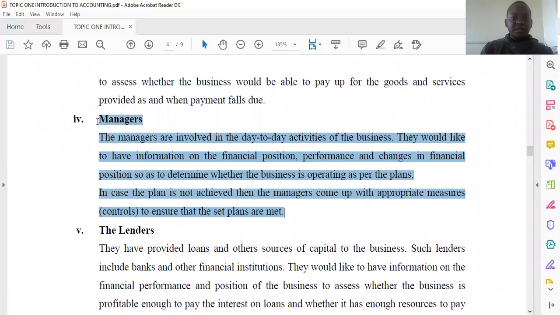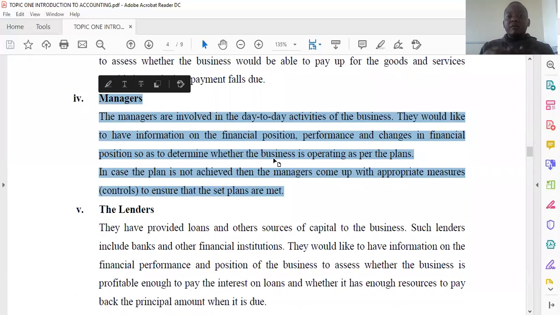And then we have managers. Managers are involved in day-to-day activities of the business. They manage the business. They have been entrusted with the resources of the business by the owners. So they make decisions. They take activities on a day-to-day basis with the objective of making a profit for the business. So these persons would want to evaluate their own performance. And one of the ways to evaluate their own performance is by looking at these financial statements. Like say, are you making enough profits or not?